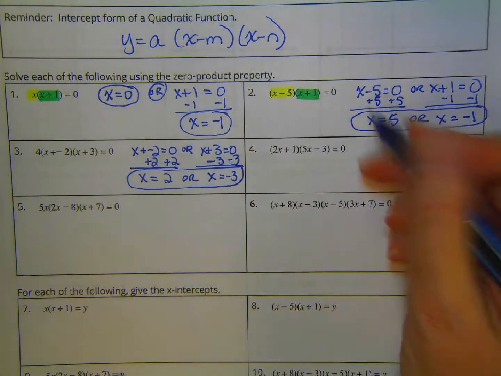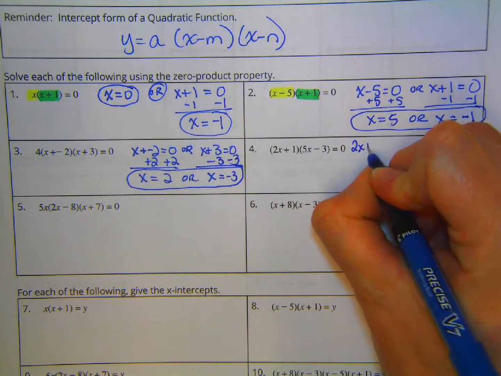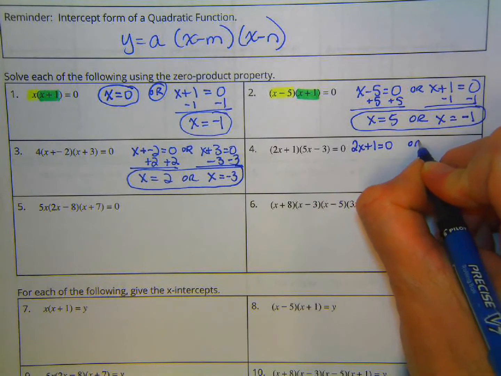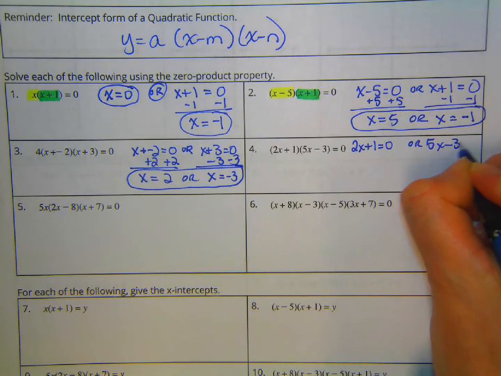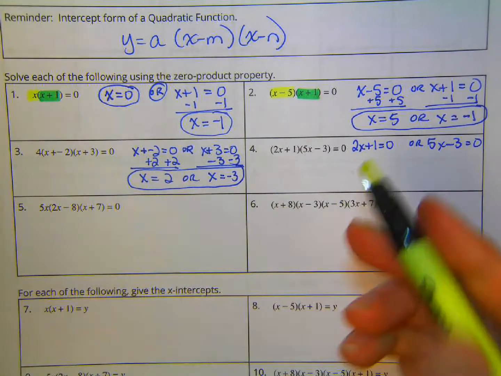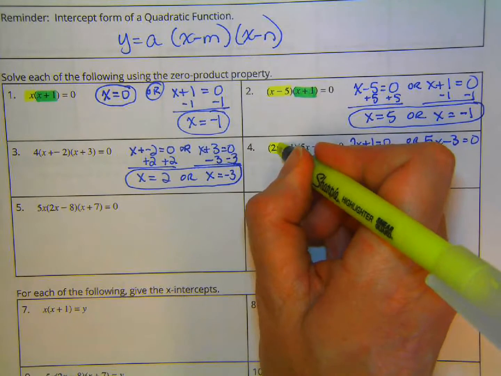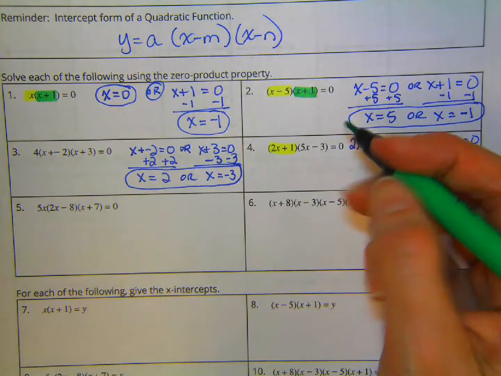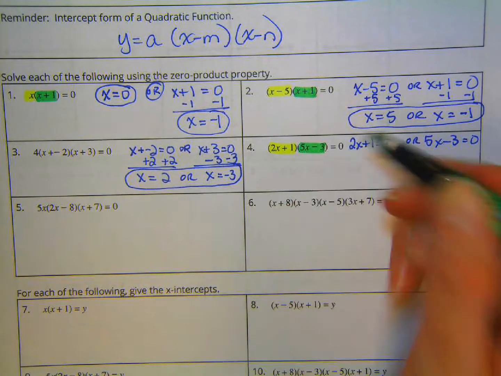For this one right here, 2x plus 1 equals 0, or 5x minus 3 equals 0. I forgot to do this on the last one. Story of my life. Go Panthers.